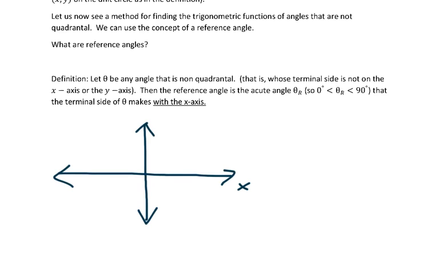Okay, so again, here's x and here's y. So let's suppose theta looked like this. That's the initial side. Let's suppose it was in quadrant 2. Now, theta looks like this. So here's theta. Well then the reference angle, again, it's acute, and it's the acute angle the terminal side makes with the x-axis. So that's going to look like this. So this is theta sub capital R.